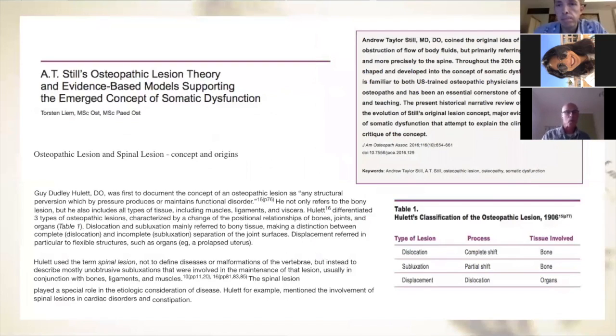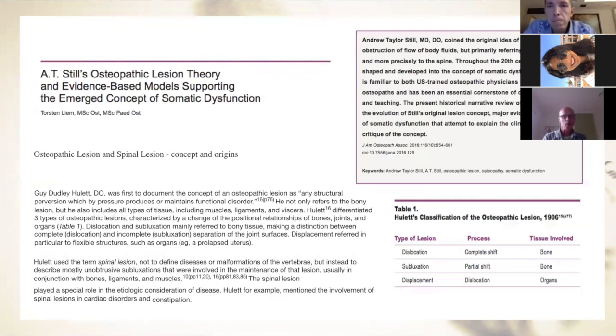Okay, so one of the things that we're going to look at is an article by Torsten Liem, and he presented this nice little article, which is part of the resources, and talks about the history behind some aspects of the concepts and origins of the osteopathic lesion. Now, a lot of the time, this doesn't include everybody. It doesn't include, for example, Louise Burns and other contributing people. But it relates to various concepts in terms of definitions of the lesion.